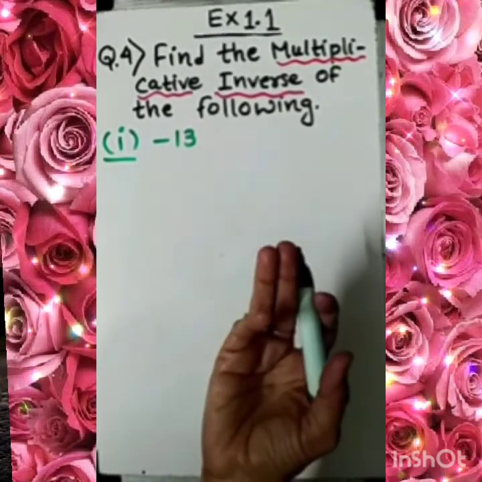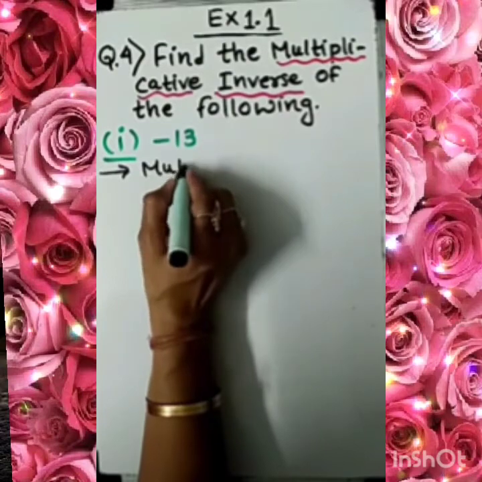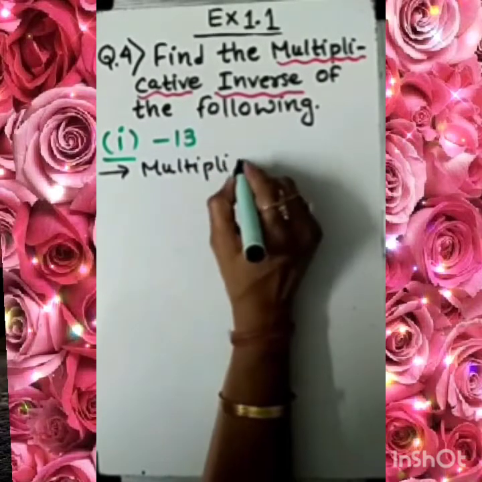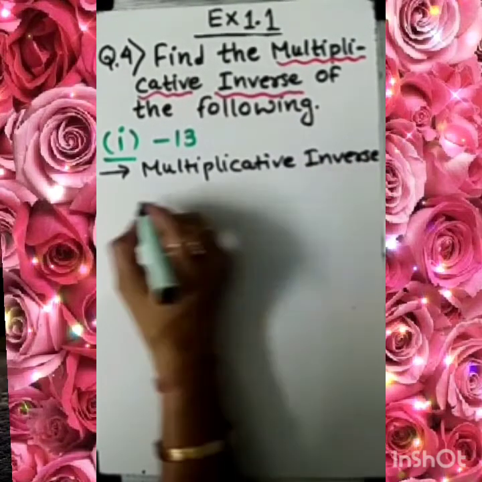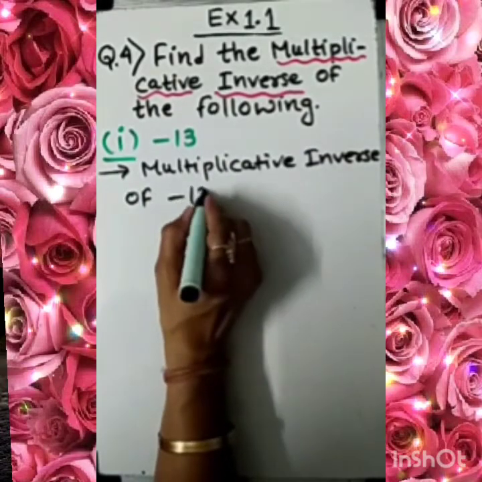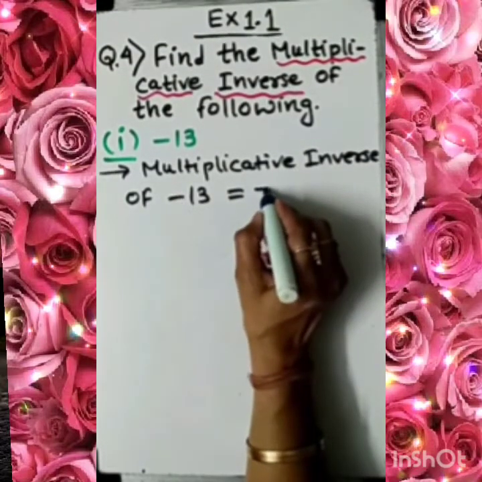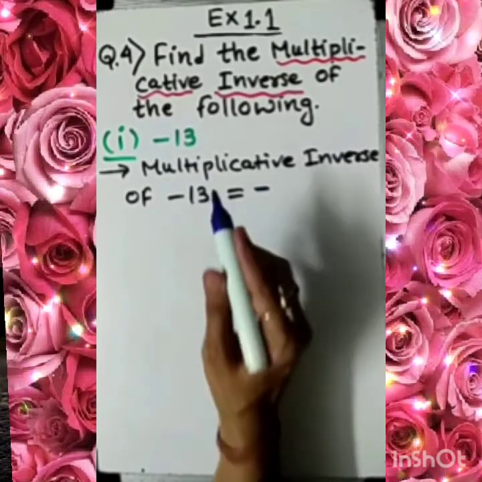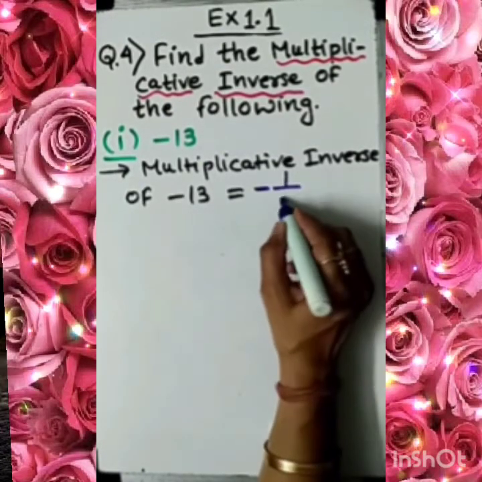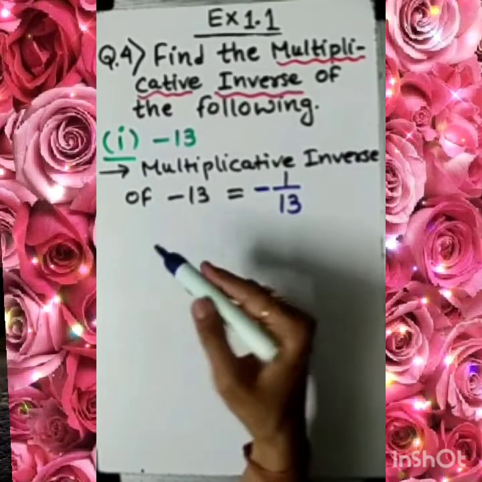Then which type of change do we have to do? So let's see. While writing the answer, first we need to mention multiplicative inverse of which number? Minus 13. Multiplicative inverse of minus 13. As usual, I told you, no need to change the sign. Sign will remain the same. But we need to write the reciprocal of 13. Reciprocal of 13 will be 1 upon 13. Means numerator will become denominator and denominator will become numerator.